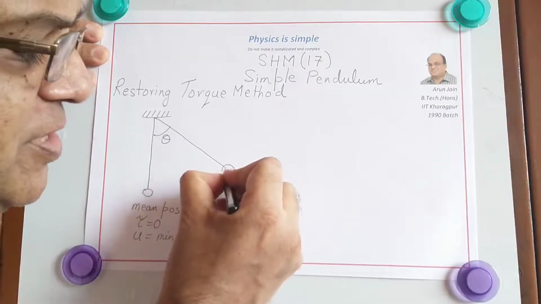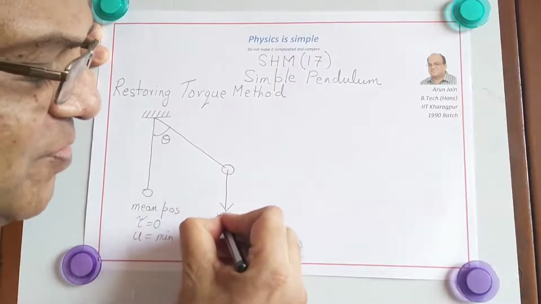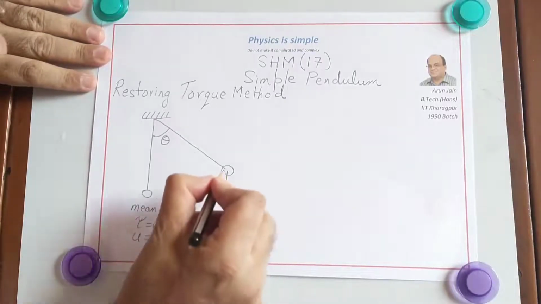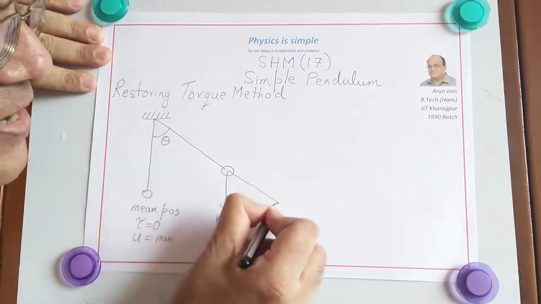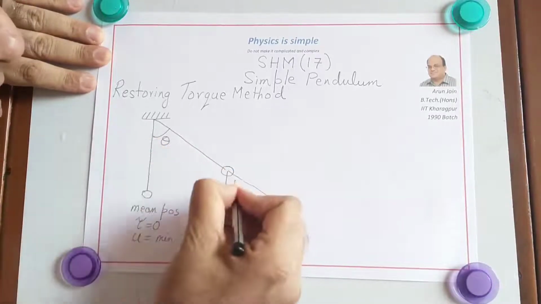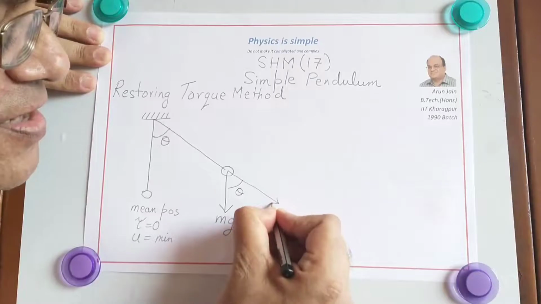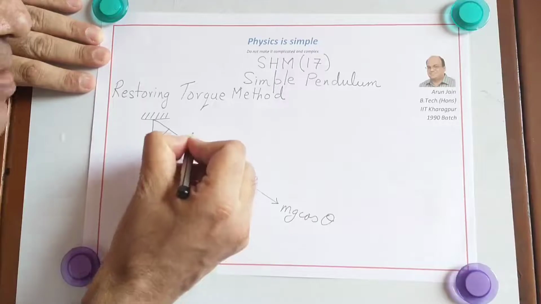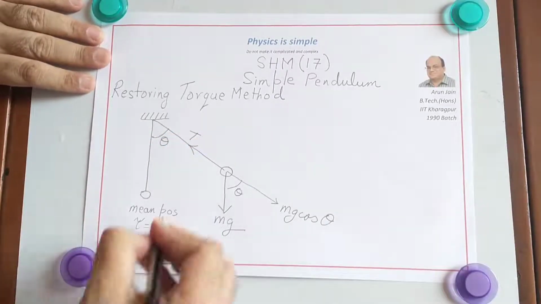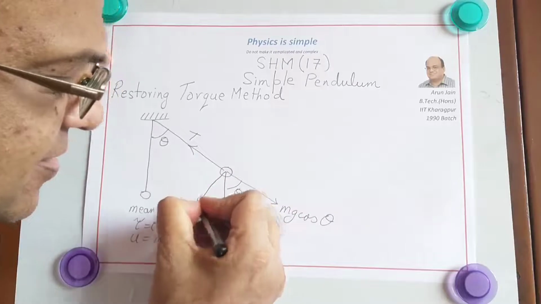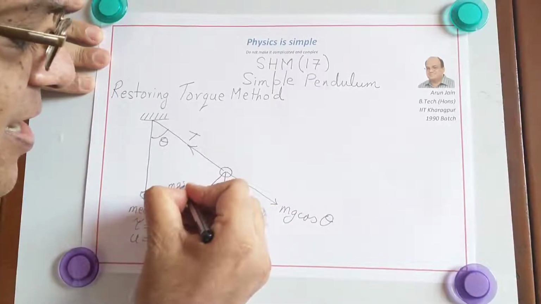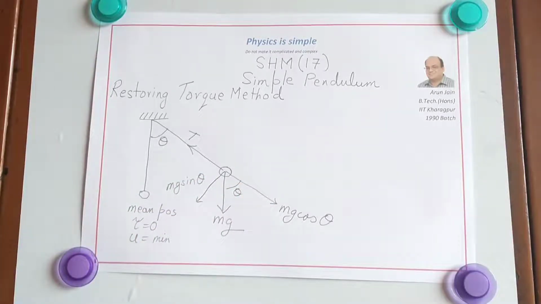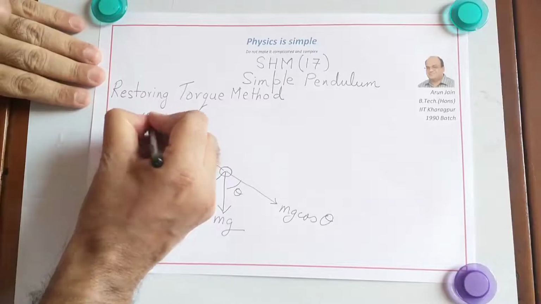So here in this position, the weight of the bob will act vertically downwards, mg. This mg will have two components. We can resolve this mg into two components. So this is theta, this will also be theta. So this is mg cos theta. Mg cos theta will be balanced by the tension in the string. This mg sin theta will be acting in this direction, and this can produce a torque about the point of suspension.